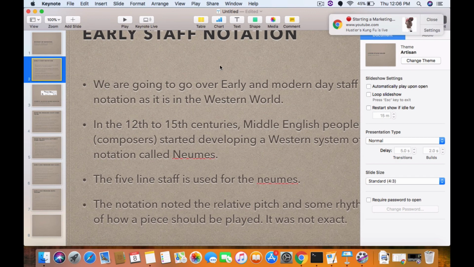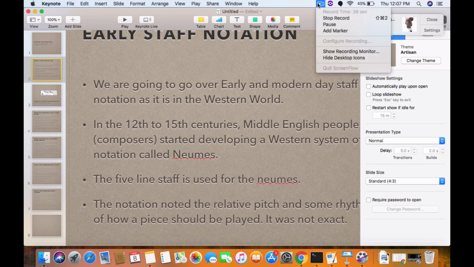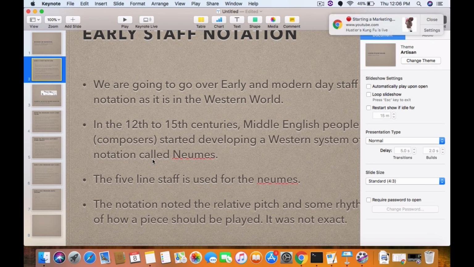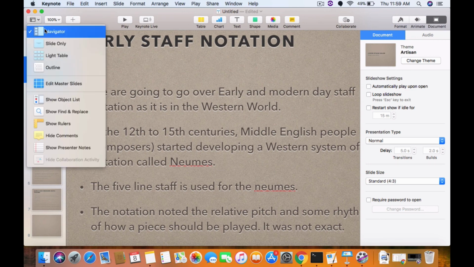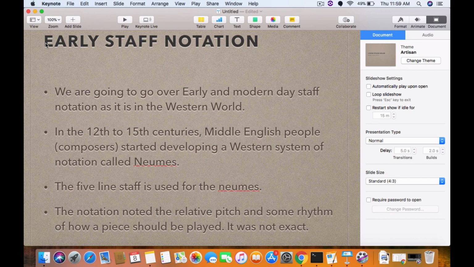If you look in some early scores, you'll see the early version of the movable C clef, which I talk about in another course, was actually the letter C, and the middle line went through the middle of the C character, and that denoted what clef it was. But for now, the neumes were placed on 5 lines from high to low, and the notation noted the relative pitch and some of the rhythm of a piece, how it should be played.